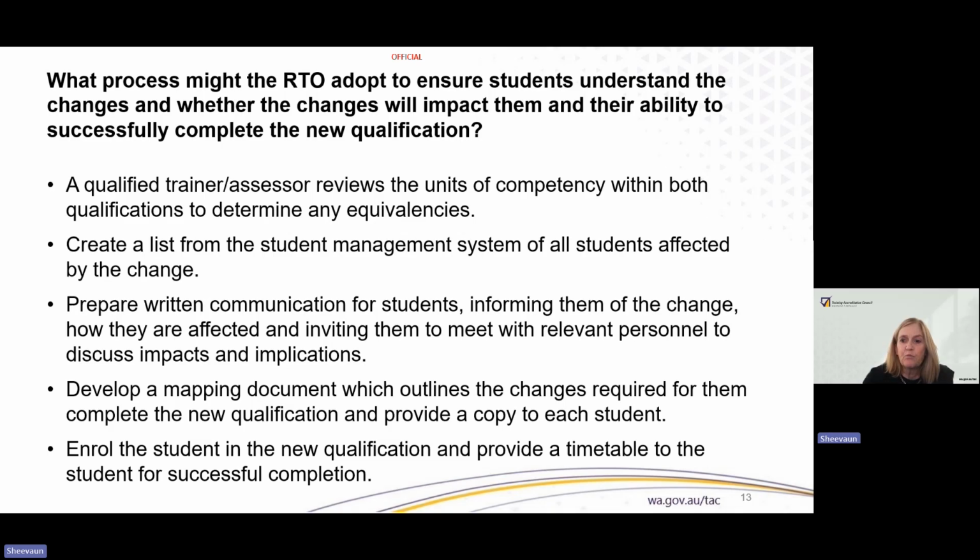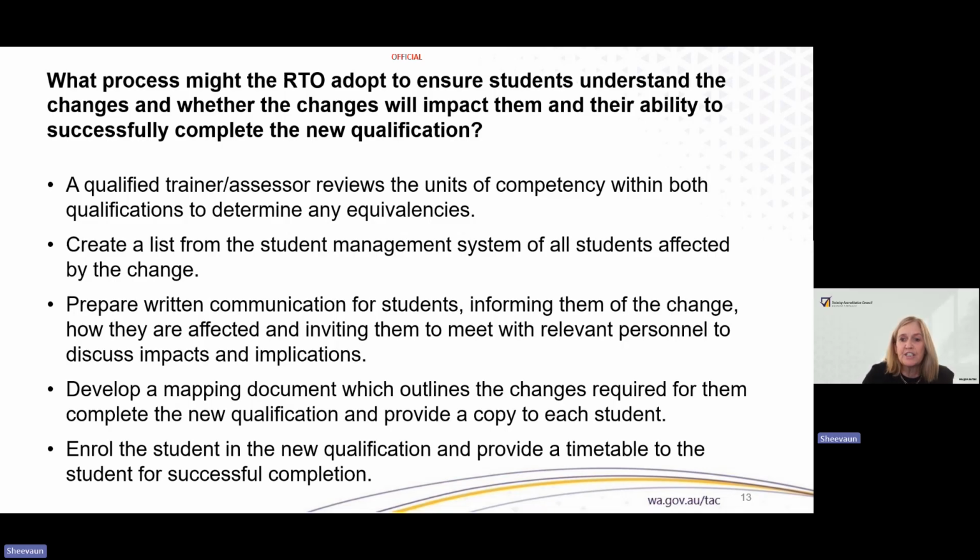Well, the first thing the RTO is going to do is appoint a qualified trainer assessor to review unit sub-competency within the old and the new qualifications, and determine if there are any equivalencies. This step isn't an option, okay? This is something RTOs have to do, and they should review the fact sheet that TAC has on equivalency for further information. Then they would create a list from the student management system of all the students that are affected by the change. Okay, if you do it from your student management system, you're most likely to make sure that you capture all your students.